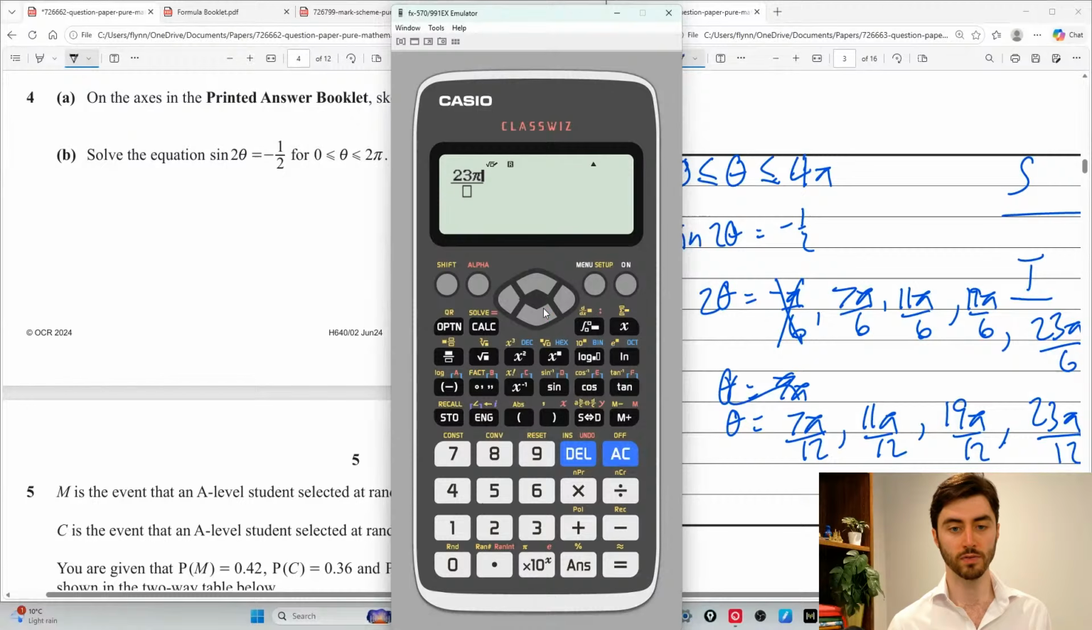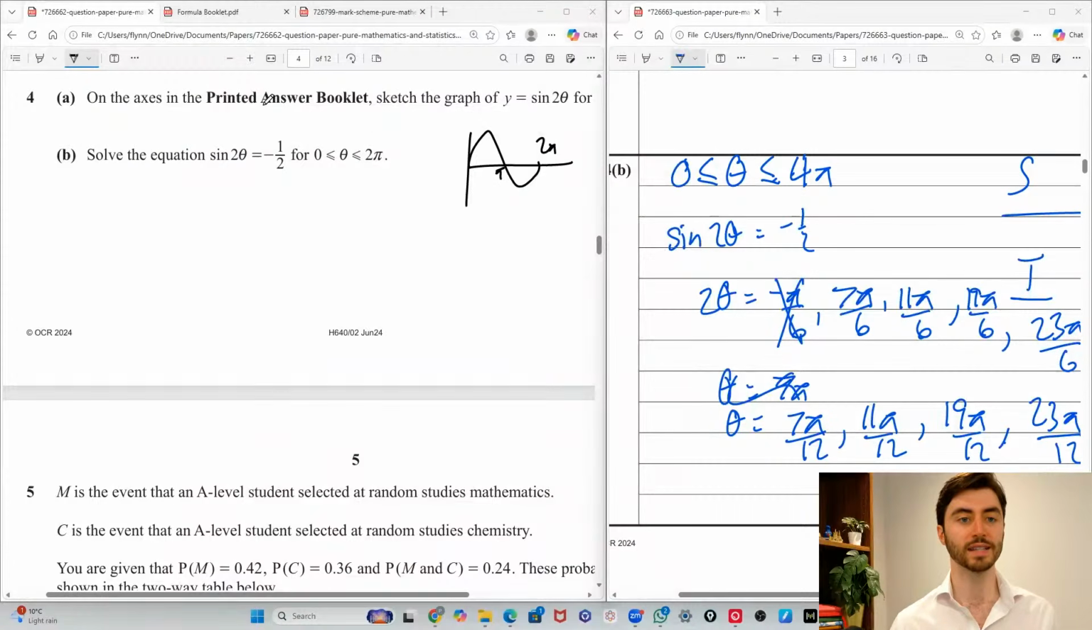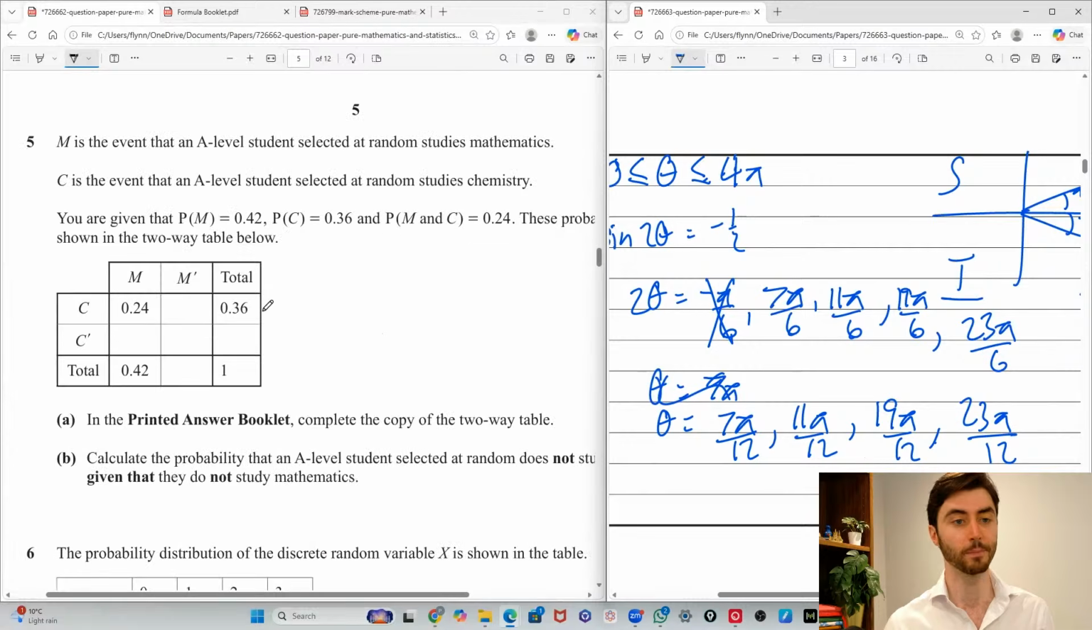23 pi over 12. Sine of 2 answer minus half. So all of those are correct. And I would expect there to be, for sine theta, 2 solutions between 0 and 2 pi. So I would expect 4 solutions for sine of 2 theta between 0 and 2 pi. So I don't think I've missed anything.